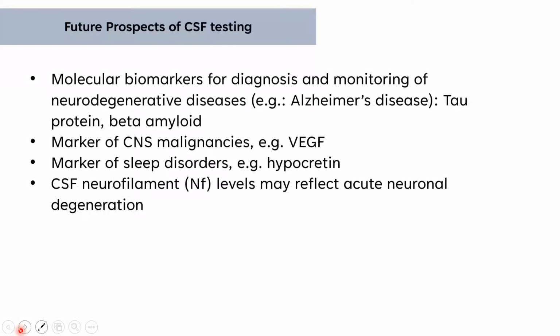Okay, now, although we have seen the basic assessment of CSF, what I would like to talk about a little here is that the future prospect of CSF is actually very promising, because now with molecular biochemical tests, we can test a lot of different biomarkers for specific diseases, not just to detect the disease, but to monitor if the disease is progressing or getting worse. An example of this would be the testing of tau protein and beta amyloid protein for patients with Alzheimer's disease, or vascular endothelial growth factors for CNS malignancies, so malignancies of the central nervous system, or markers of sleep disorders like hypocretin. There are also talks of markers that can indicate acute neuronal degeneration like neurofilaments. So there's a lot of potential prospect of biomarker testing in CSF.